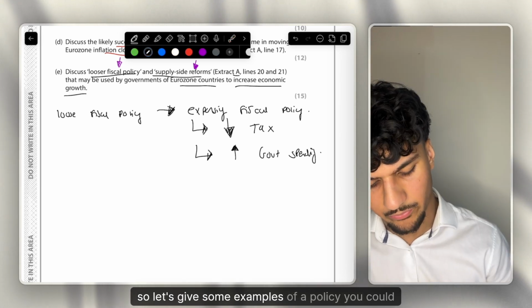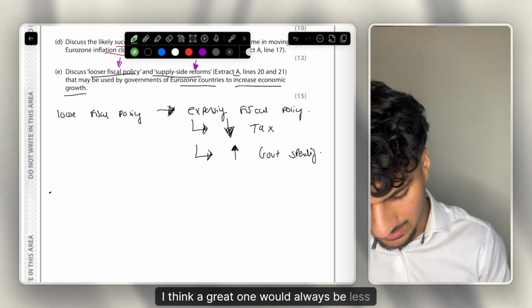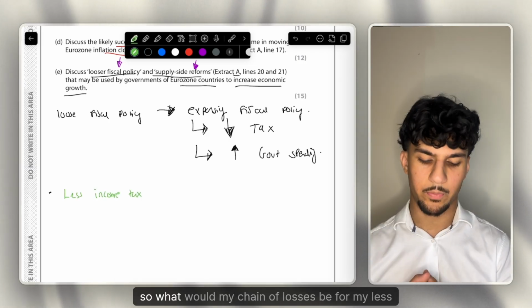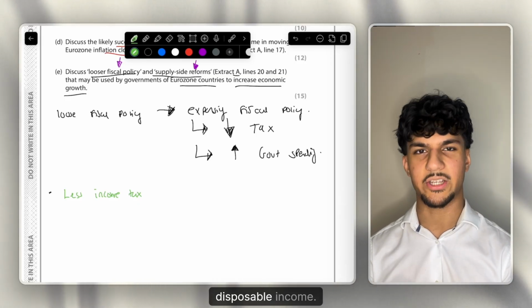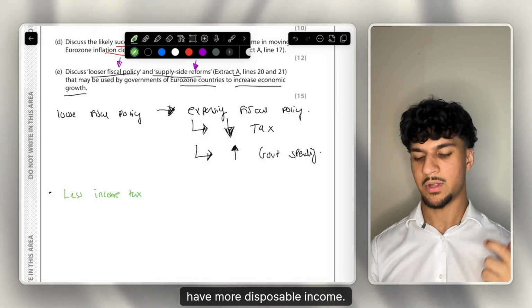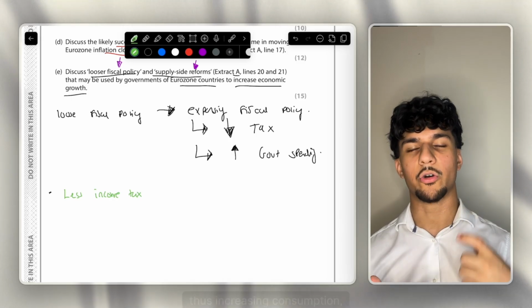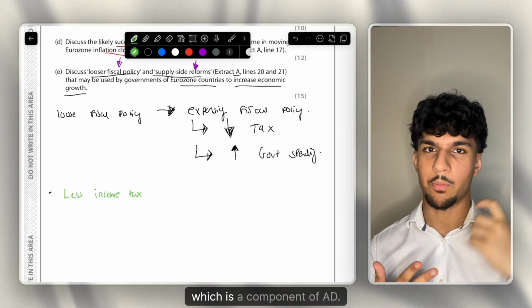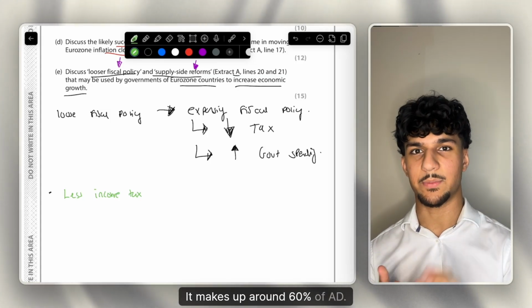So let's give some examples of a policy you could speak about for your fiscal policy paragraph. I think a great one would always be less income tax. So what would my chain of analysis be for my less income tax paragraph? The first thing I would 100% talk about is disposable income. Less income tax means consumers and households have more disposable income. This is going to increase their purchasing power, meaning they have more consumer confidence, thus increasing consumption, which is a component of AD, and it's the majority component of AD. It makes up around 60% of AD.